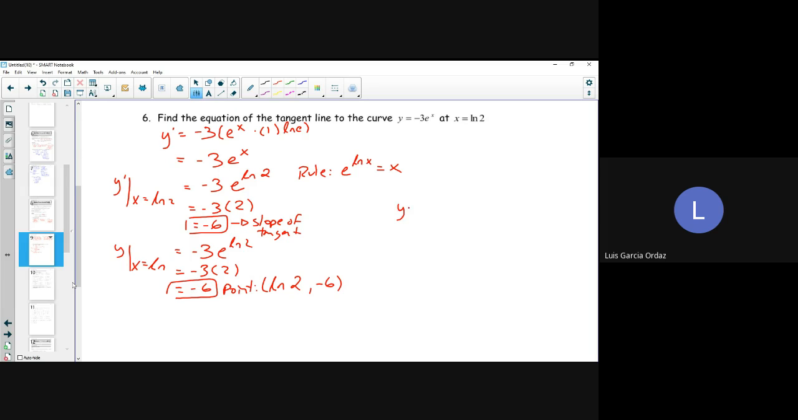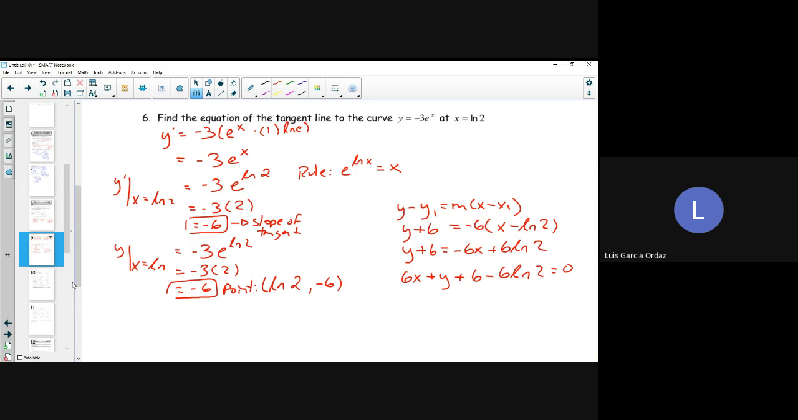So now what I can do is make my equation. So I get y minus y1 is equal to m times x minus x1. So I get y minus negative 6, which is y plus 6, is equal to negative 6 times x minus ln of 2. So I get y plus 6 is equal to negative 6x plus 6 ln 2. Then I'm going to move everything over. So I get 6x plus y plus 6 minus 6 ln 2 is equal to 0. And this will be my constant value.